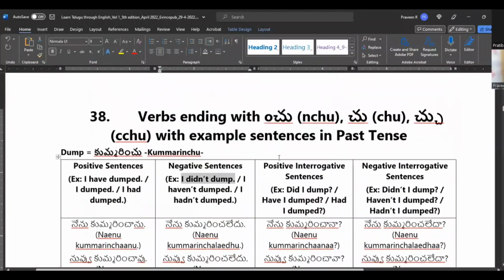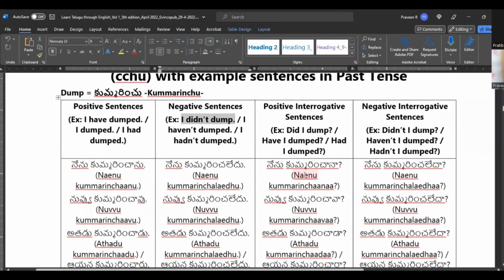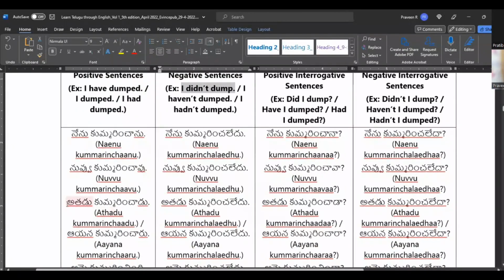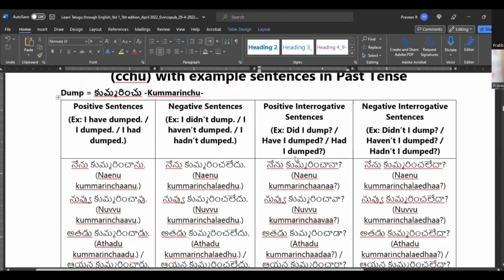Now let's make the question. For the question, look at this one. అతడు కుమ్మరించాడు. For example only. అతడు కుమ్మరించాడు becomes, look at this one. అతడు, can you read? కుమ్మరించాడా. Yes. So the positive sentence is కుమ్మరించాడు. Negative, positive, question, interrogative: అతడు కుమ్మరించాడా, like that. Let's take this example.